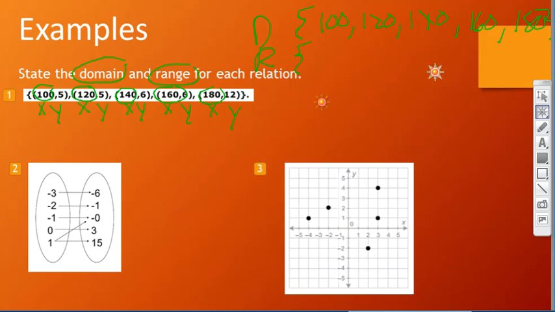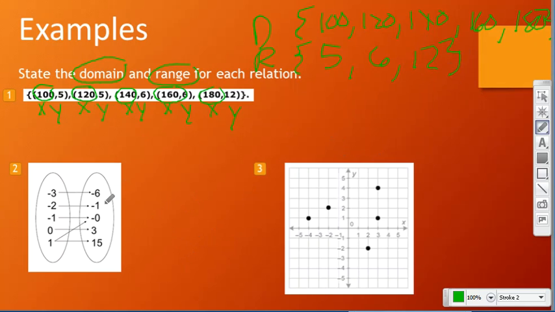So let's go ahead and list the range. So the range would be 5. And 5 is actually listed twice, but we're not going to list it twice here in our range. 6 is listed twice, and 12. Okay, so that is our domain and range for question number 1.